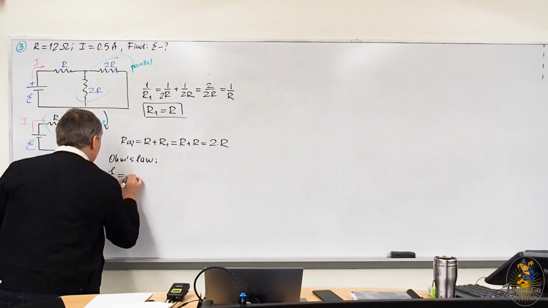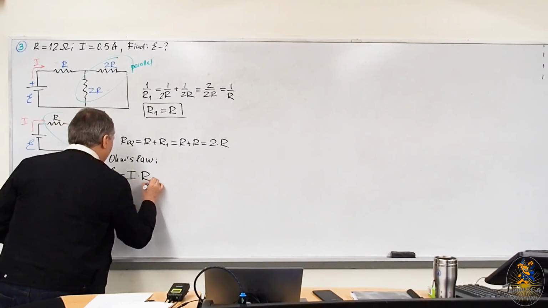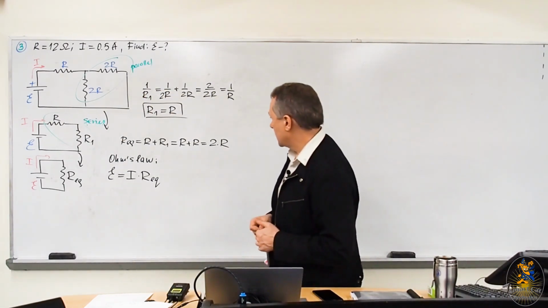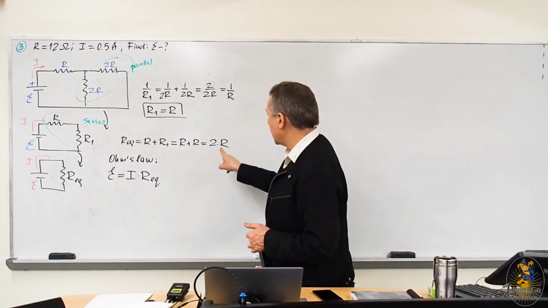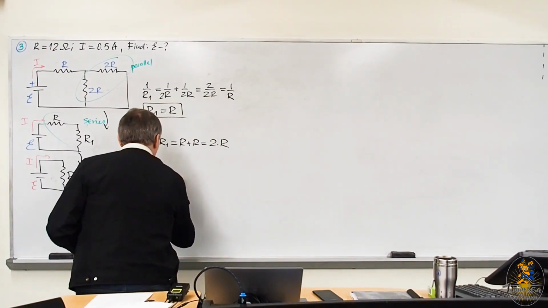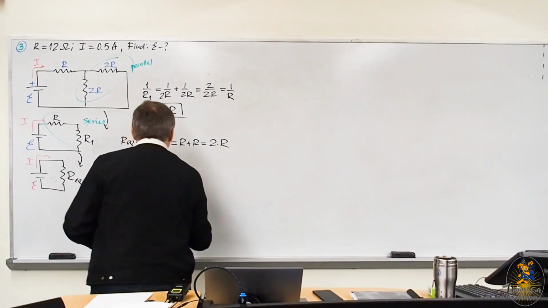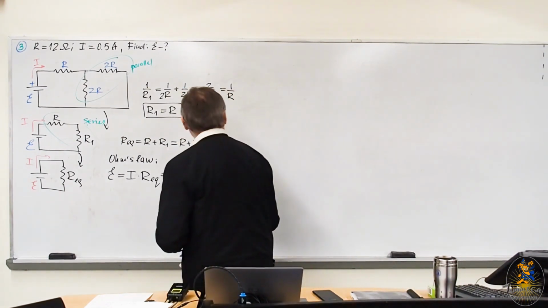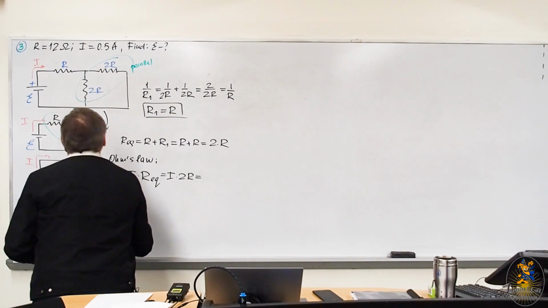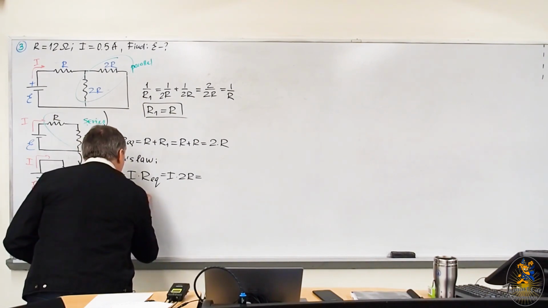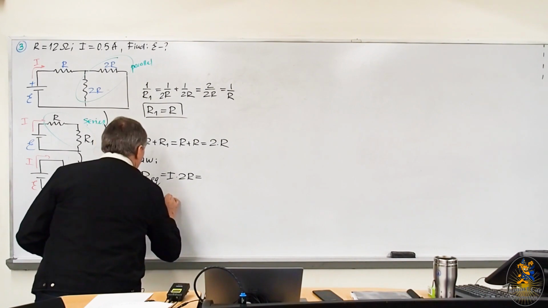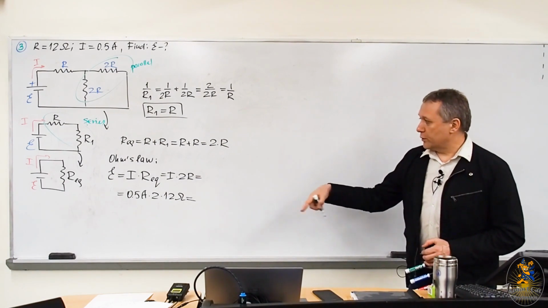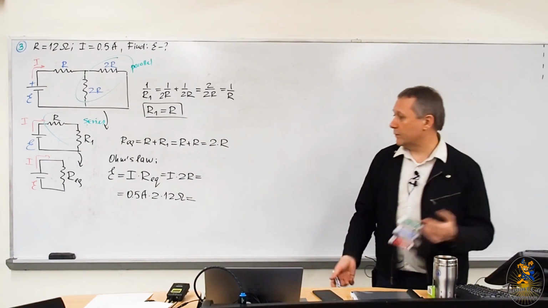So EMF equals I times R equivalent. R equivalent is 2R. So I times 2 times R. Current is given, R is given, problem is solved. So let me write underneath: 0.5 amps times 2 times 12 ohms, that's 12 volts.